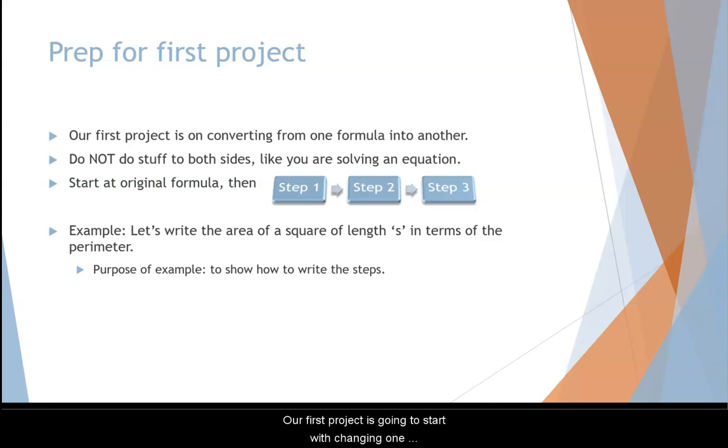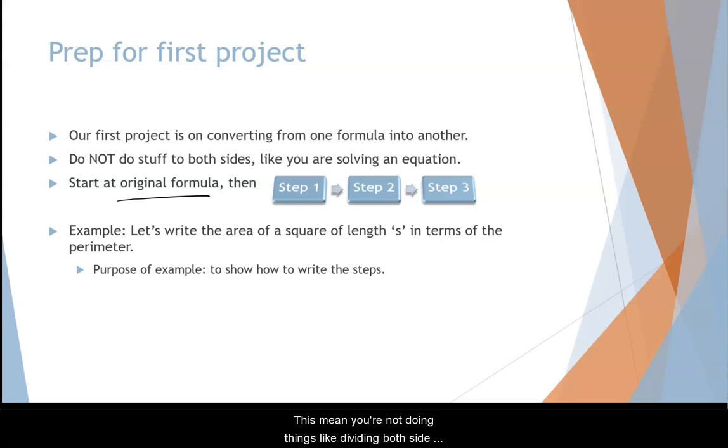Our first project is going to start with changing one formula to another formula. And this might be new or different, and so I wanted to outline a few suggestions or mathematical conventions. What you want to do is start at the original formula and then have equals one thing. Next line equals another thing. Next line equals however many steps you need until you end up at the final formula. So you're transforming the original formula step by step.